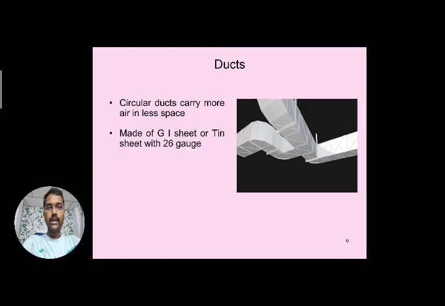They are made of GI sheet or tin sheet. The material is mostly galvanized iron sheet or tin sheet with a 26 gauge number. It may be somewhat thick, and leakages can be avoided when it is made with a rectangular section, at some complex shapes or at the edges. Mostly GI sheet is used, and in more expensive cases we can use tin also.